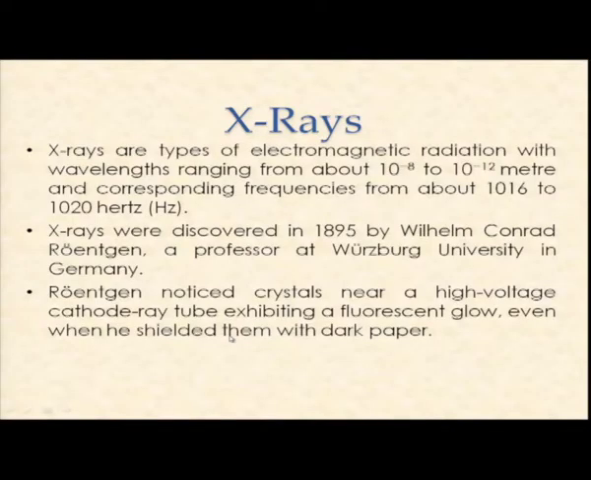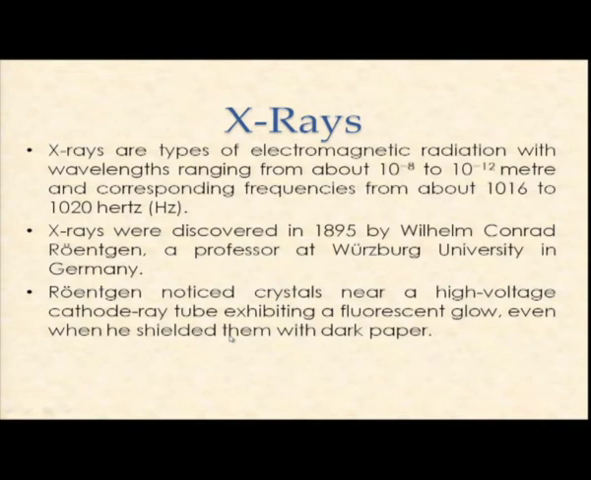So these are the basics of atomic spectra to understand the X-rays. X-rays are types of electromagnetic radiation with wavelengths ranging from 10 power minus 8 meter to 10 power minus 12 meter, that is 0.1 nanometer to picometer, and corresponding frequencies are about 10^16 Hz to 10^20 Hz. So X-rays have wavelength in the range of 1 angstrom. So that X-rays are used to analyze crystalline materials, and X-rays have a peculiar property.